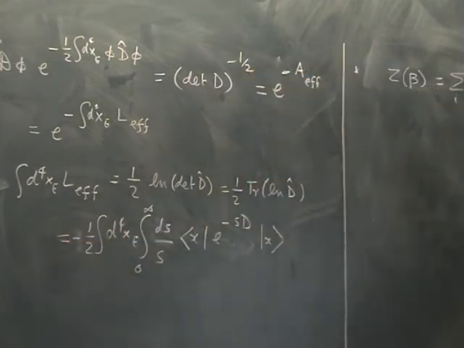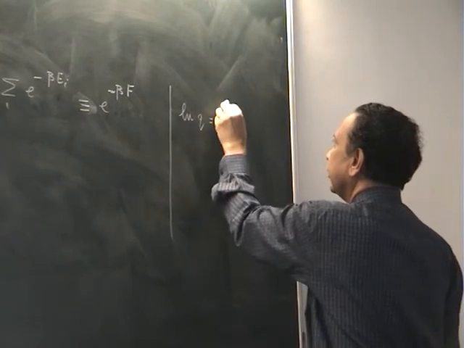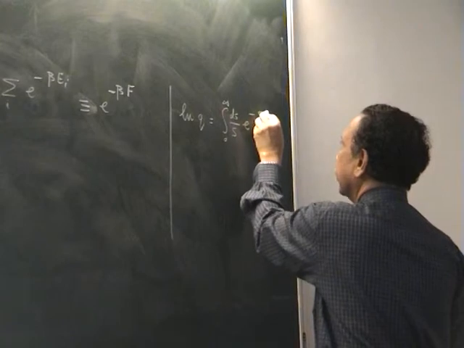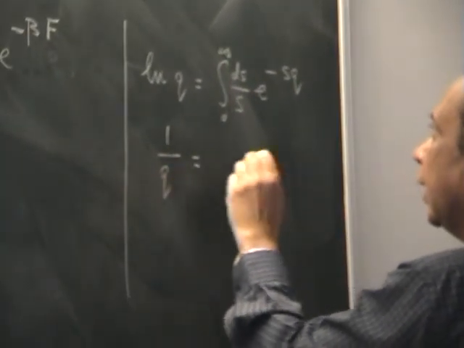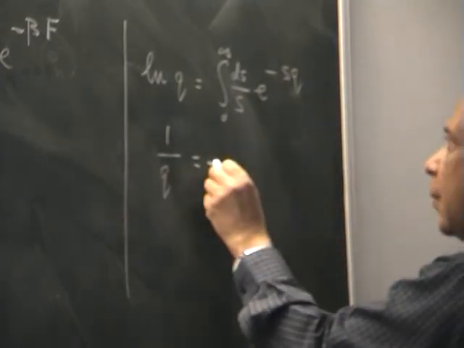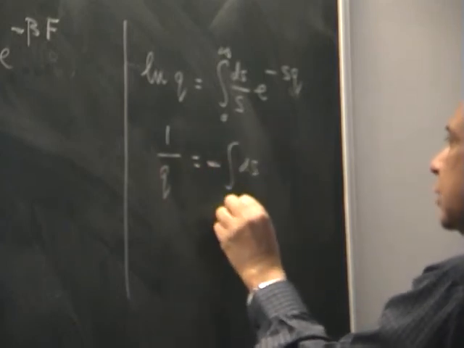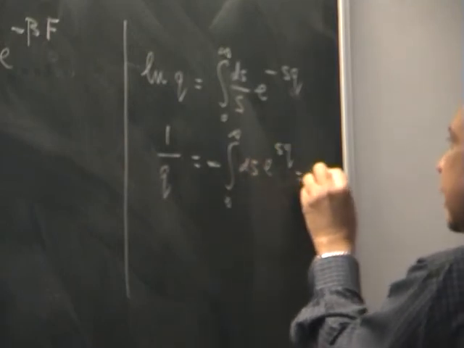So this also I showed you the other day. What is being done here is to write log of some quantity Q as integral 0 to infinity ds over s e to the minus sQ. If you differentiate both sides, left hand side will give you 1 by Q. Right hand side, when you differentiate with respect to Q, it will produce a minus 1 by s. So that will be integral ds 0 to infinity e to the minus sQ, which is minus 1 by Q.